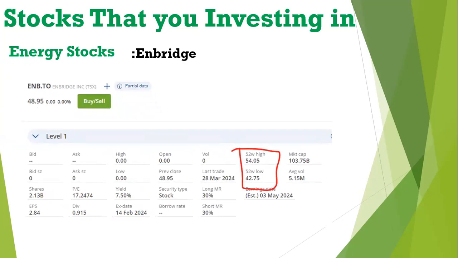So when you look at Enbridge, it's an energy stock. So it's really something that is essential for us as humans. We need sewer, we need light, we need water, we need all those things. So when you look at this now, the price currently is 48.95, and if you were to buy at 42, you will be making around $6 per share as profit. Like it's 6%.